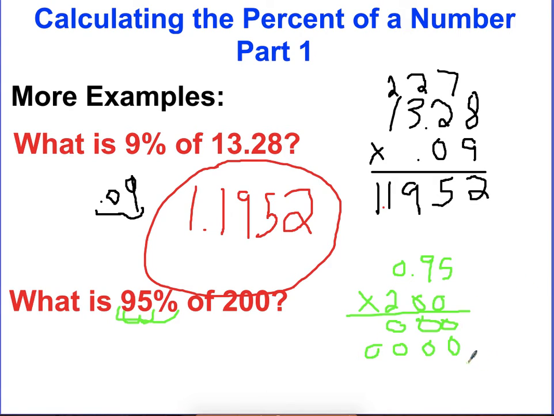Now I go to the hundreds place, so I start with 2 zeros for 100. And then 2 times 5 is 10. 2 times 9 is 18, plus 1 is 19. Add straight down, and then count my decimal places from the beginning. I have 2, so I'm going to move over twice. So my answer is 190.00. I don't need the .00 because they're after the decimal, so my answer for this one is 190.